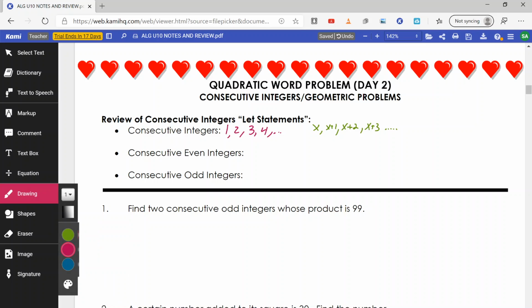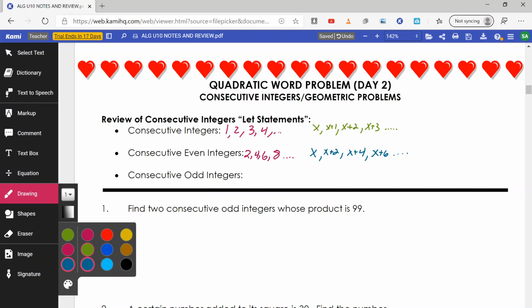Consecutive even integers: even numbers are numbers that are divisible by 2. So 2, 4, 6, 8, etc. Now, if we follow the same logic, our first number is going to be x. So let's say our first number was 2, what do I have to add to 2 in order to get 4? Well, in this case, we would have to add 2. And then again, 2 plus what would give me 6, so x plus 4. And then it would be x plus 6, on and on, following that pattern.